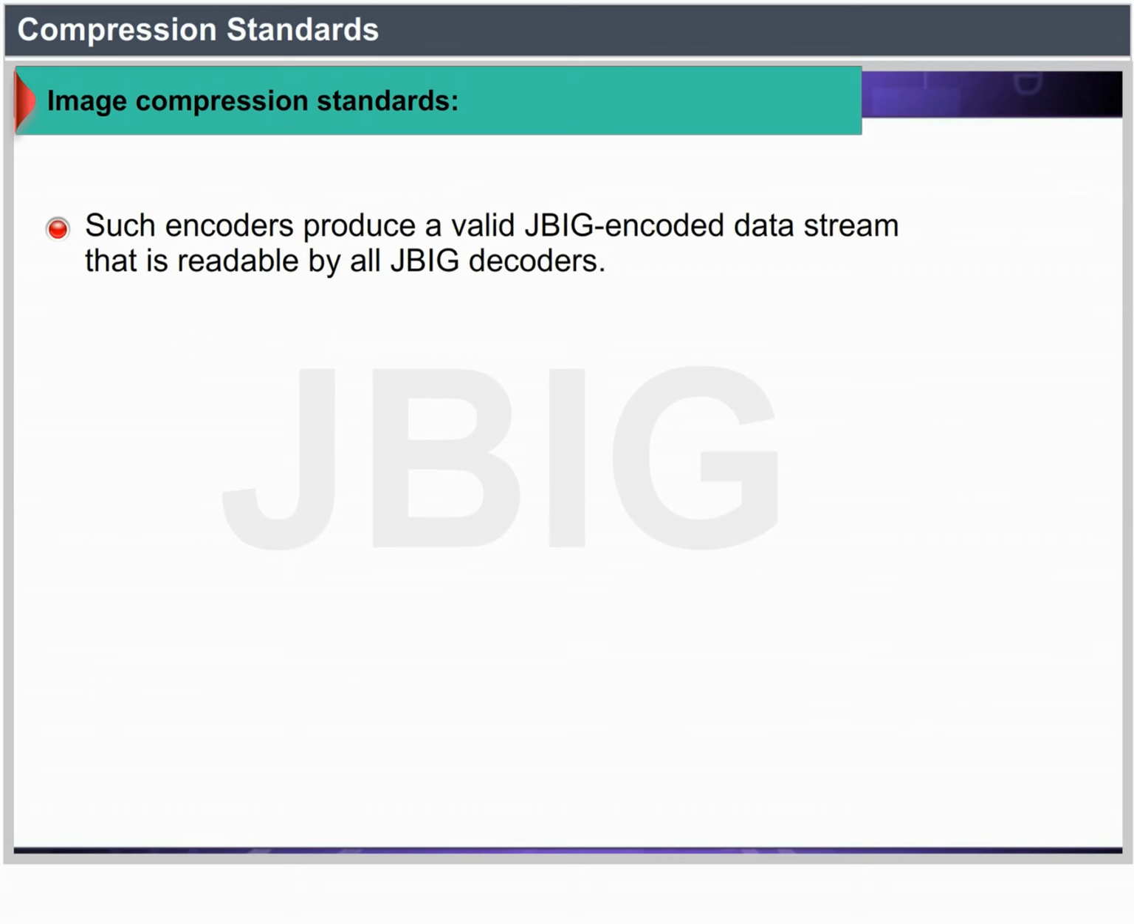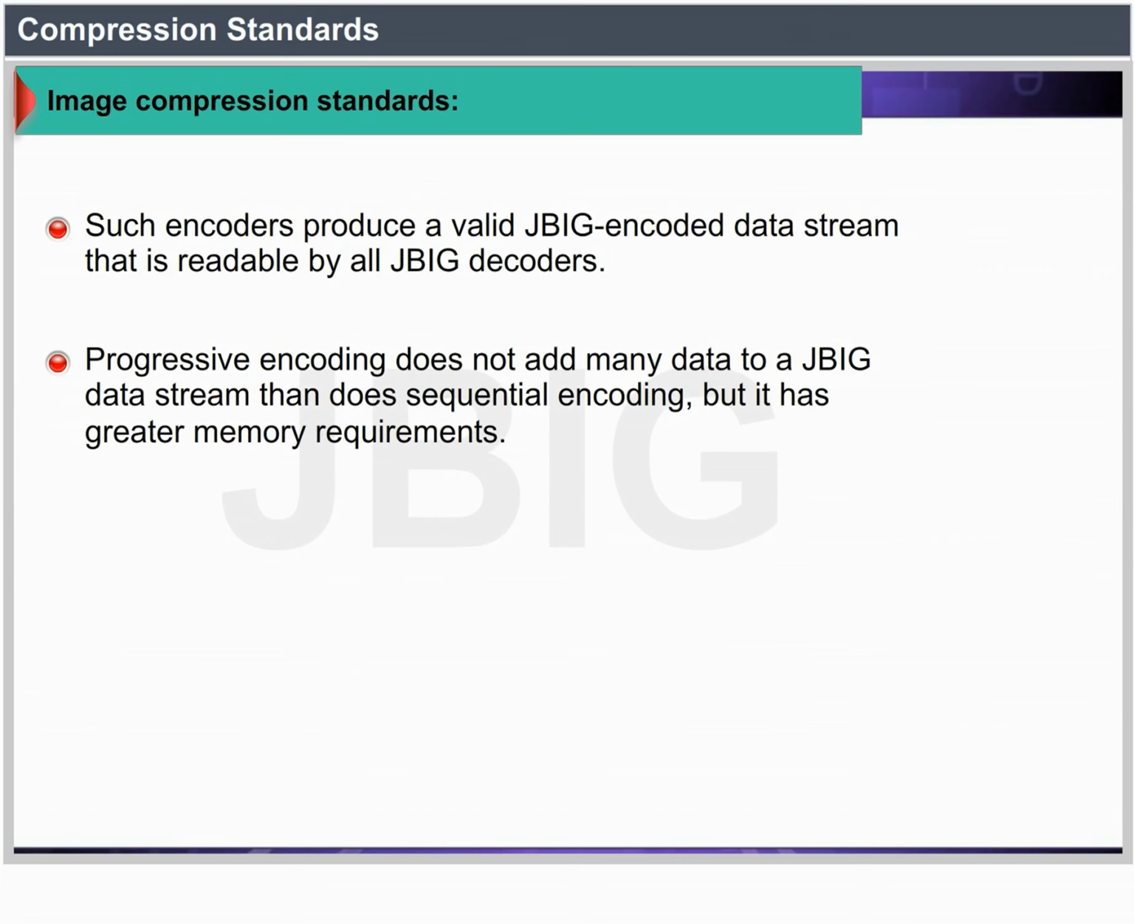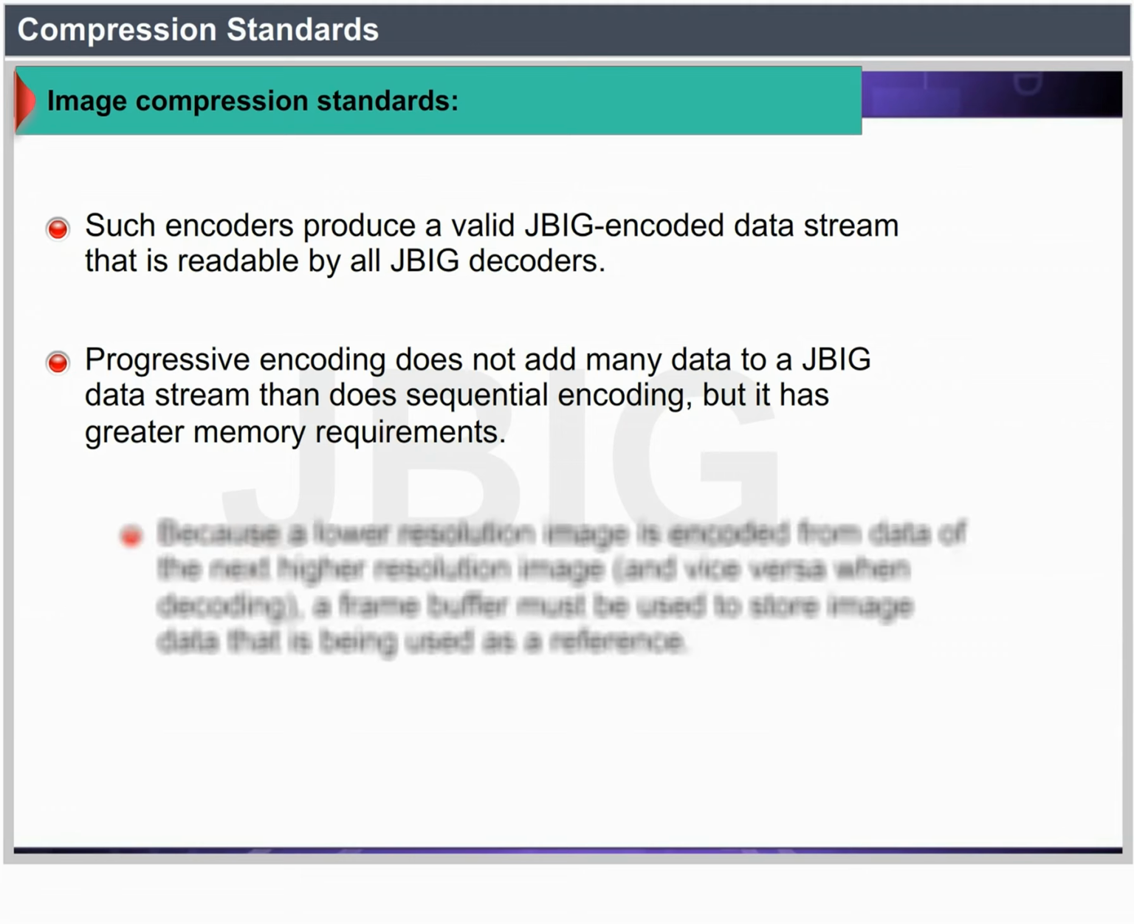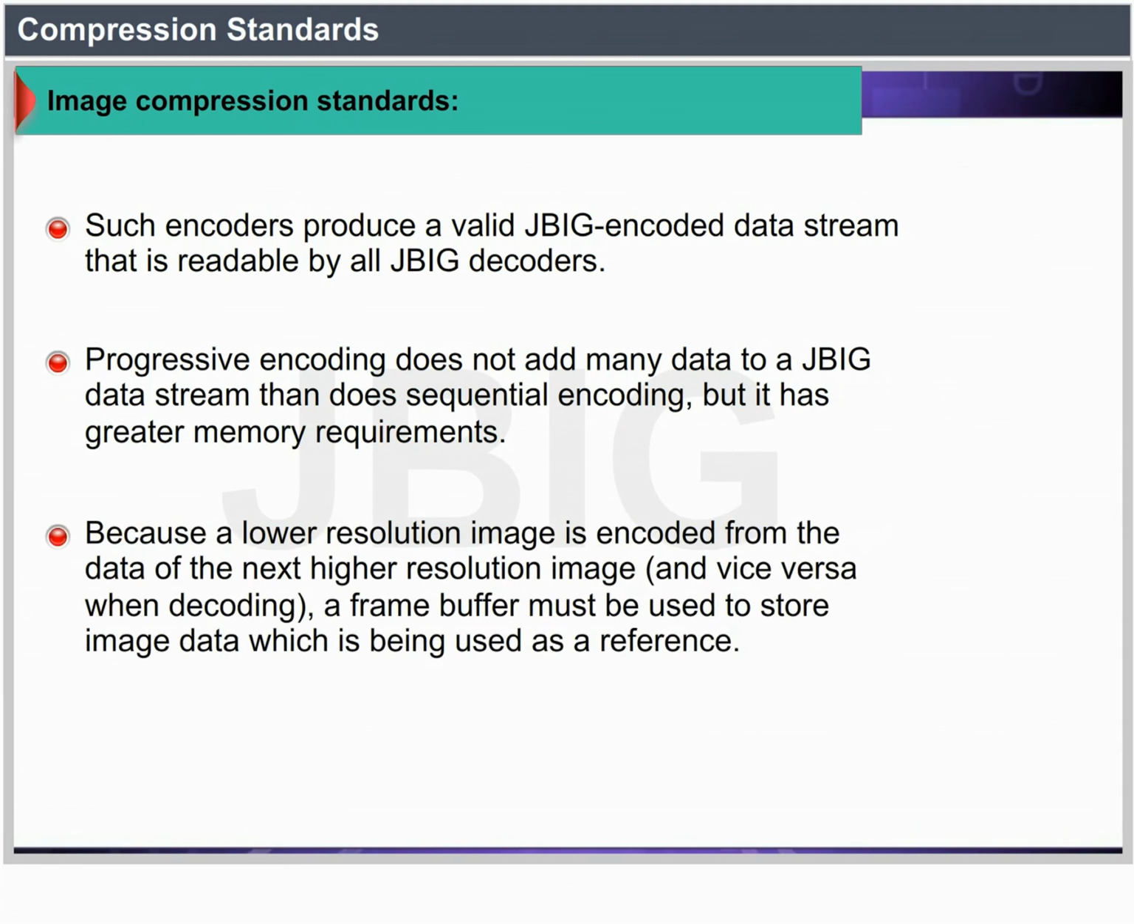Progressive encoding does not add much more data to the JBIG data stream than does sequential encoding, but it does have greater memory requirements. Because a lower resolution image is encoded from data of the next higher resolution image, and vice versa when decoding, a frame buffer must be used to store image data that are being used as a reference. Error-free and lossy compression.